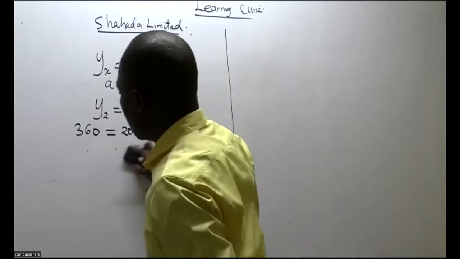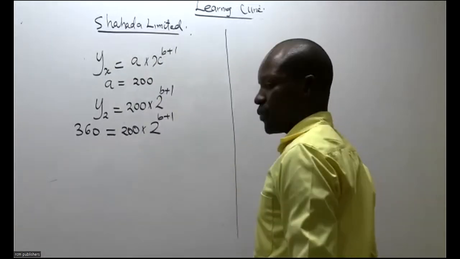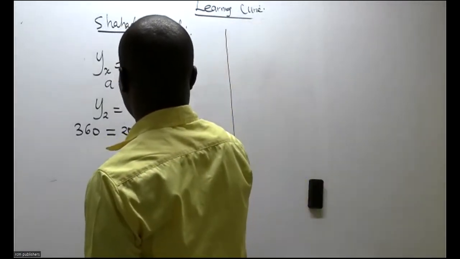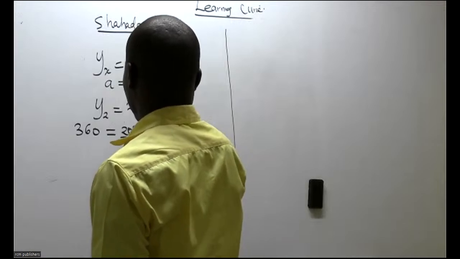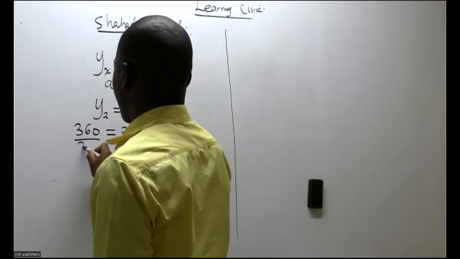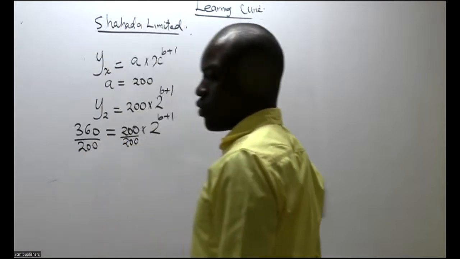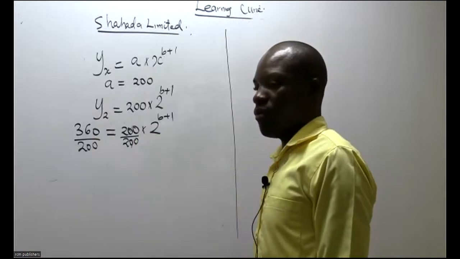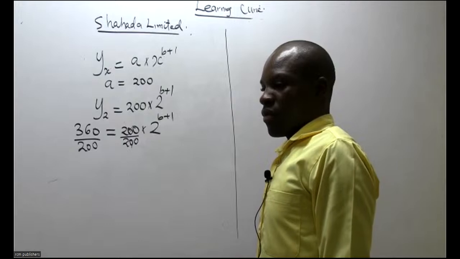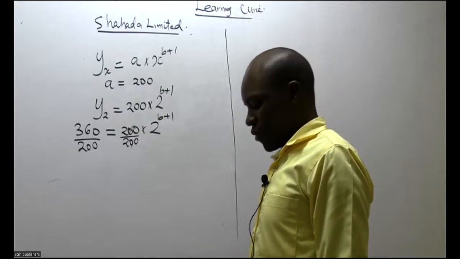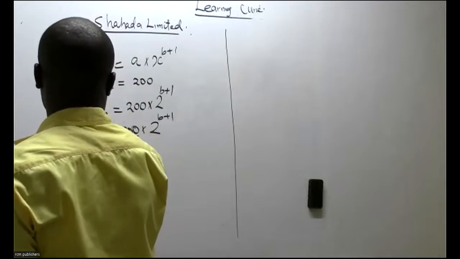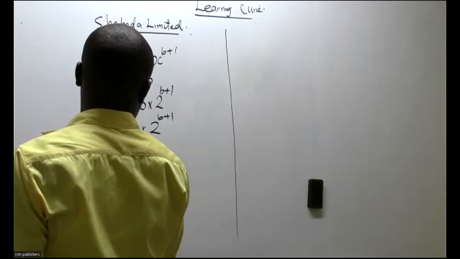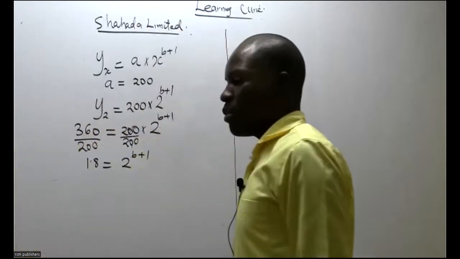So let's now carve this in place. At this point, to make this simple, divide both sides by 200. What are we going to have? Of course, this one will be 1. How about the other one? We'll be having 1.8, which is equivalent to 2 raised to the power B plus 1.